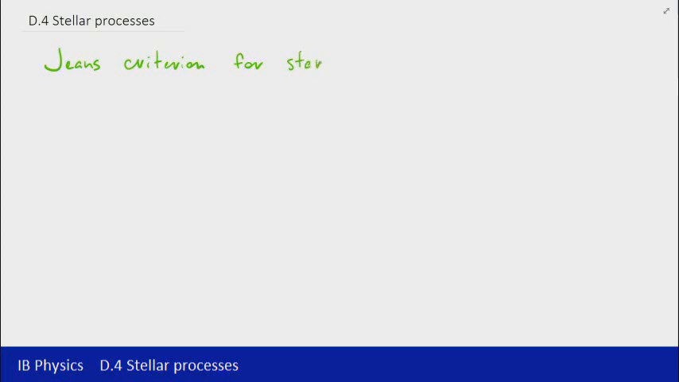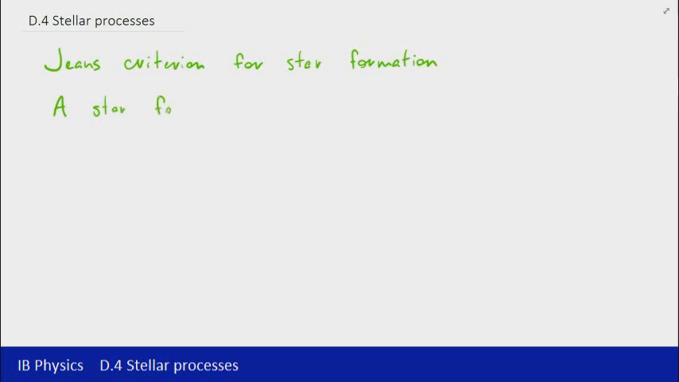And this is basically taking a more in-depth look at something that we covered in subtopic D.2, where we talked about the fact that stars form in a nebula or a gas cloud. So just taking that particular scenario a bit further and looking at the requirements, I guess, for a star to form. So when we look at star formation, a star forms due to gravitational attraction.